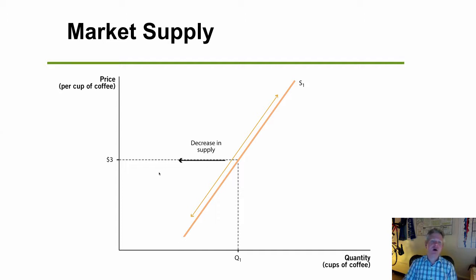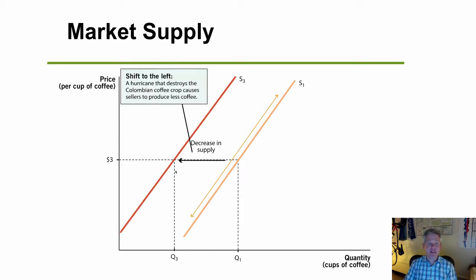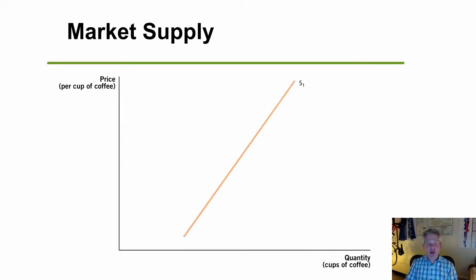So what causes a decrease in supply? Say that a hurricane destroyed the Colombian coffee crop, and that would cause sellers to produce less coffee. That is a decrease in supply. So at all prices, producers will supply less because they've had a huge part of their capacity destroyed.